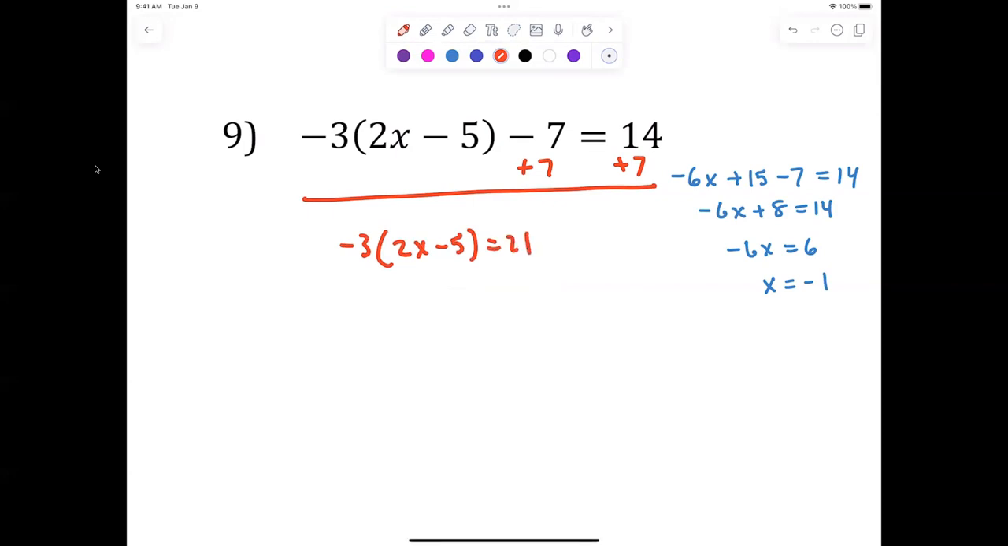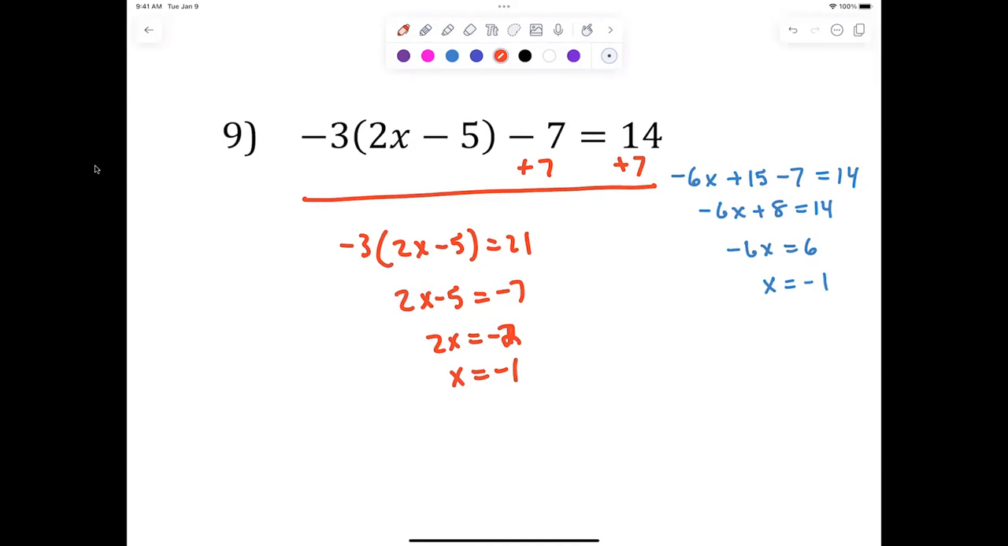Now I can divide by negative 3. 2x minus 5 equals negative 7. Adding 5, 2x equals negative 2. And dividing by 2, x equals negative 1. It's the same answer if you did it that way. There were 2 techniques I showed you.